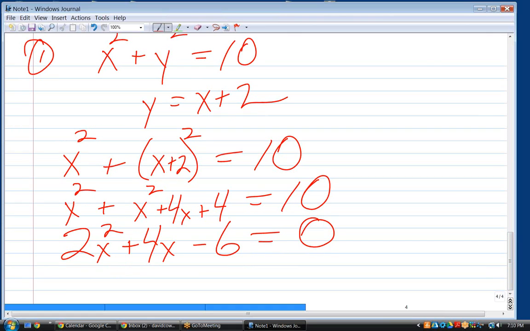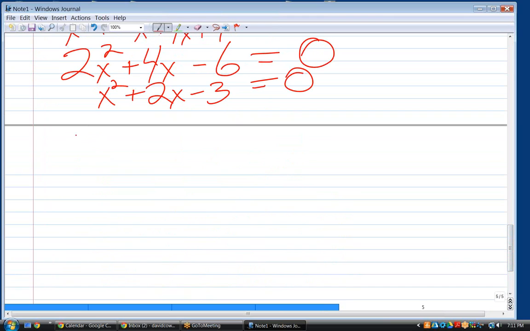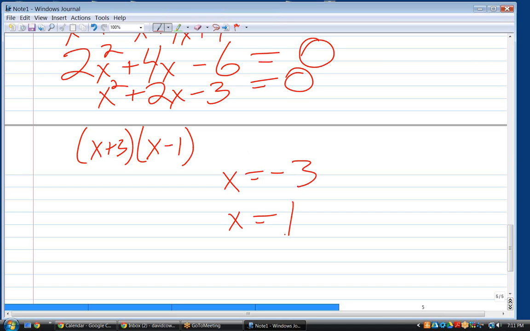Take out the common factor, so x squared plus 2x minus 3. So x equals, oh, we got to factor it still. Sorry. We factor it into x plus 3 and x minus 1. So x equals negative 3, x equals 1.